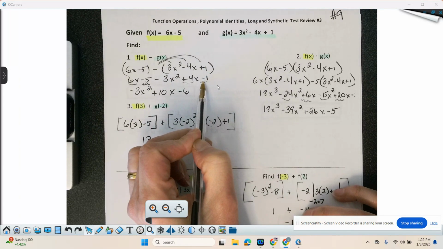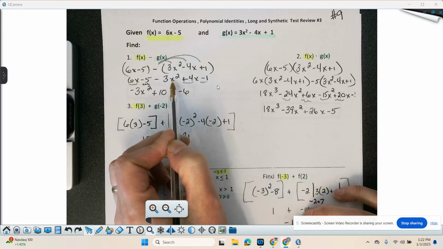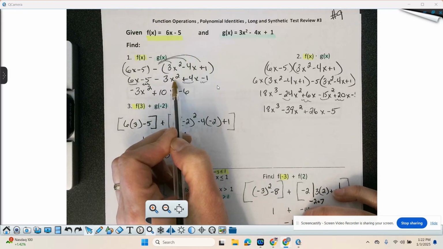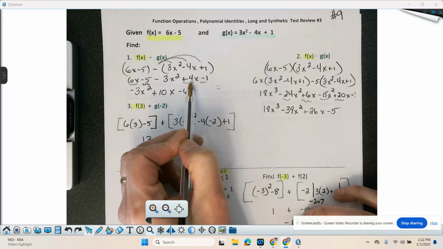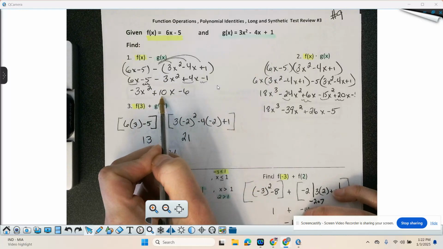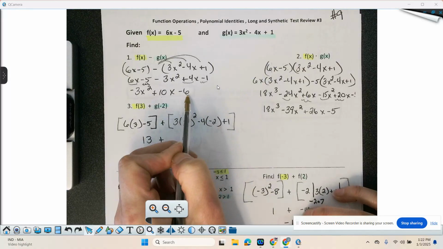Then we're going to combine our like terms. There are no other x squared, so this negative 3x squared comes down. You have a 6x and a positive 4x, so together that gives you 10x. Then you have a negative 5 with a negative 1, which gives you negative 6, and that's your final answer.